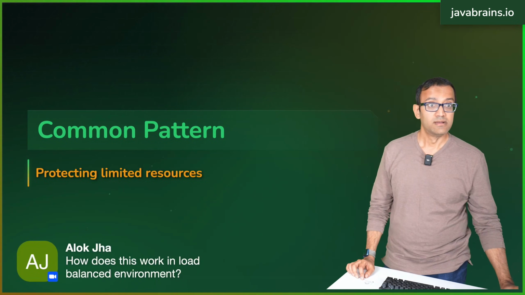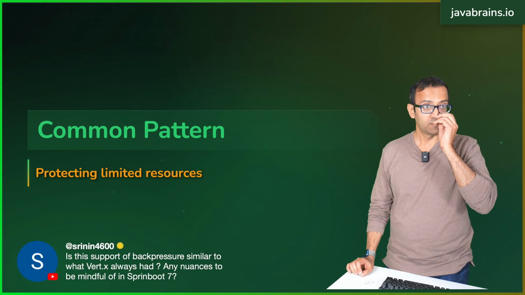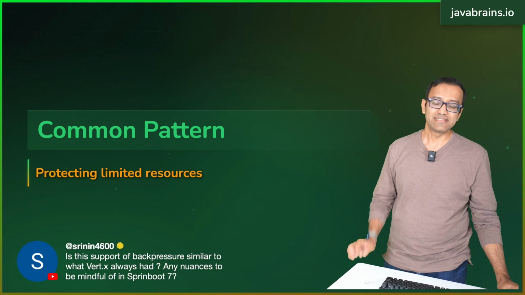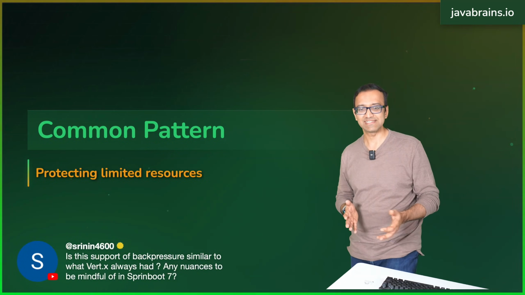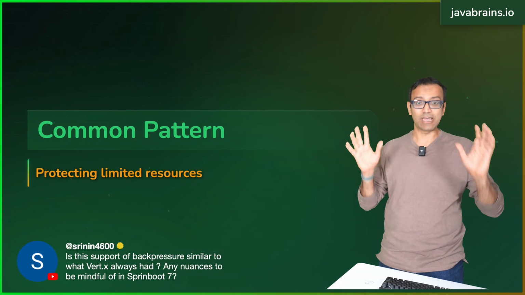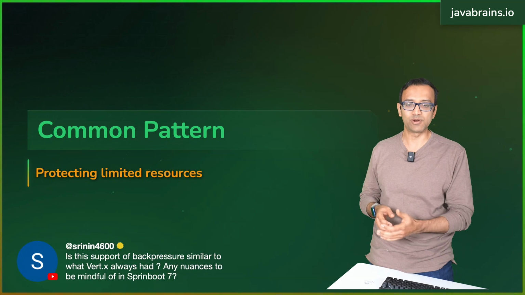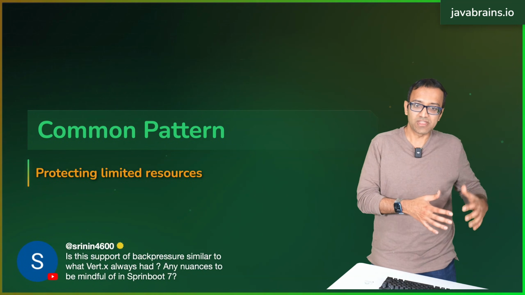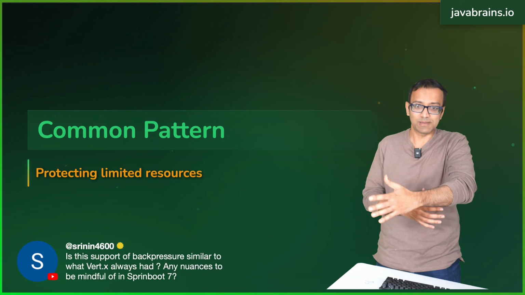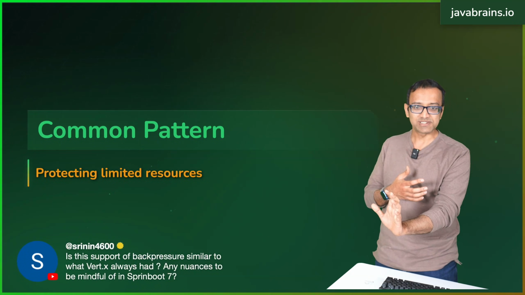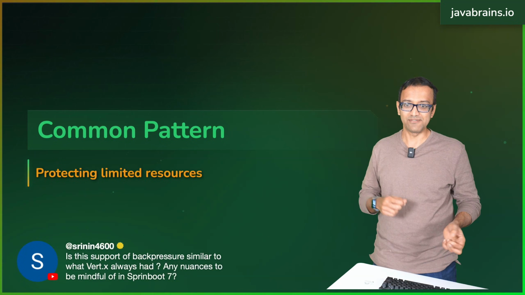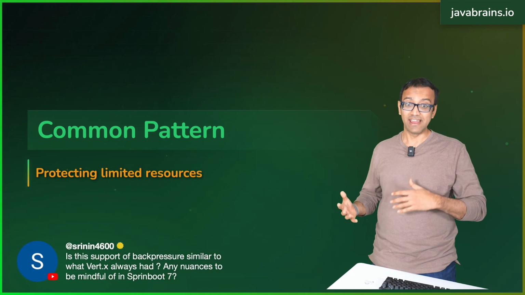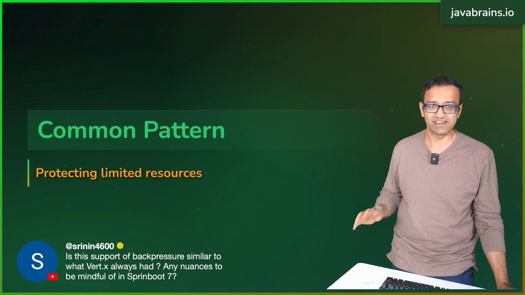Does this support back pressure similar to what Vertex provides? No, this is not very nuanced. So this doesn't provide back pressure support in that sense. It's basically just a hint. Conceptually, you're giving that back pressure. Remember, I told you if you're protecting this, now the onus is on the caller to do something. So it's basically pushing the pressure back. Conceptually, you're doing back pressure, but it's not syntactical. Vertex provides syntactical support and a little more support for back pressure. We don't have that in Spring.